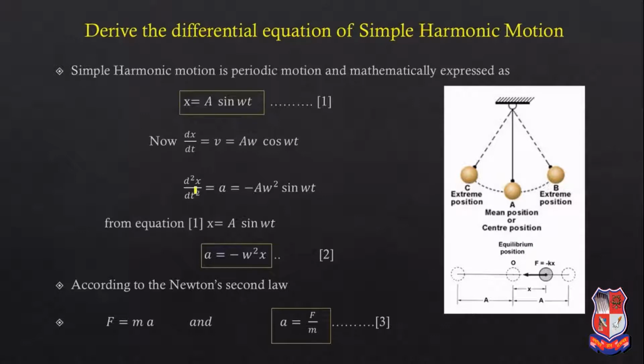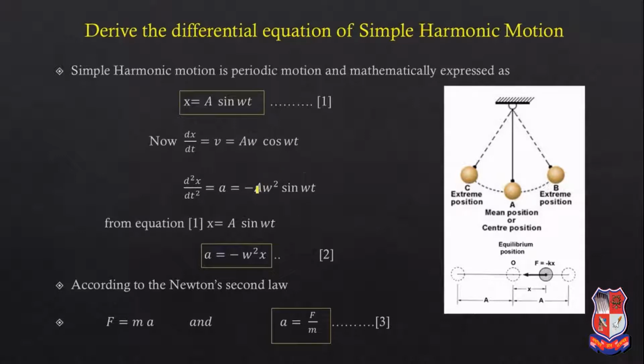Now if we again differentiate that equation with respect to t, then it is going to be d square x by dt square, that is dv by dt. So change in velocity with respect to time is our acceleration. a is equal to minus a omega square sine omega t, because the derivative of cos omega t is minus omega sine omega t. So minus a omega square sine omega t.